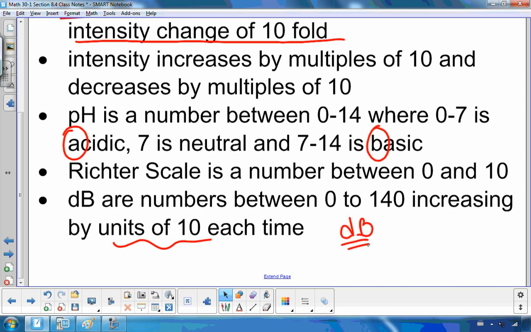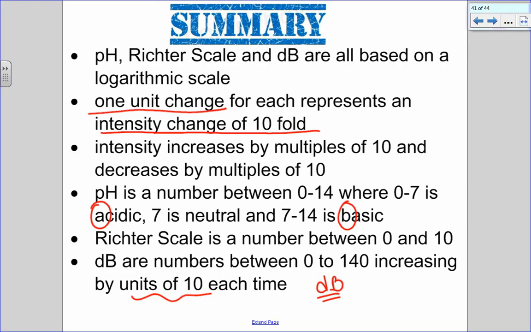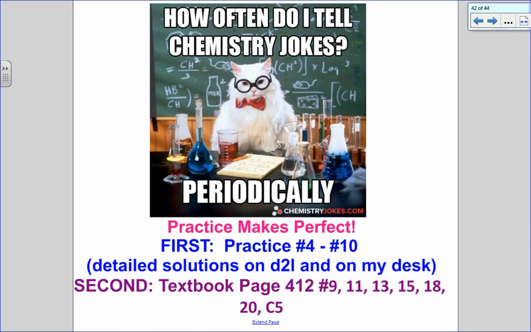So you guys do know that I love a good math joke, but I thought today, since we were doing word problems, I would switch it up, because really, how often do I tell chemistry jokes? Well, the answer to that is periodically, kind of like the periodic table.